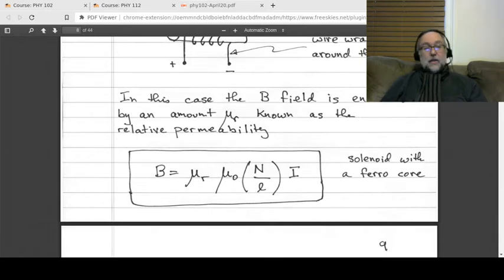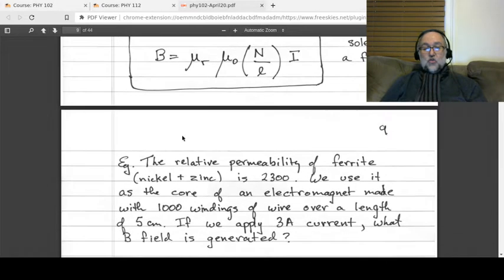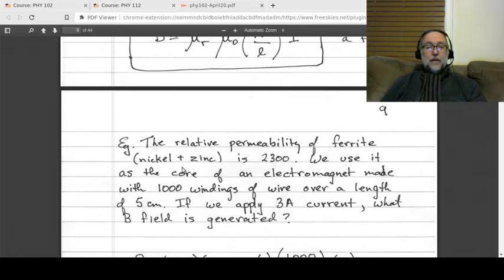And so I'm going to show you in the next example that we can make quite a strong electromagnet using a solenoid wrapped around a ferromagnetic core. Okay, and so here's my example here. The relative permeability of ferrite, which is nickel plus zinc, is 2,300. It's a dimensionless number because it just says by what factor the magnetic field is increased. And so by putting this nickel zinc core inside the solenoid, it's actually going to increase the magnetic field by 2,300 times. And so that's pretty good.